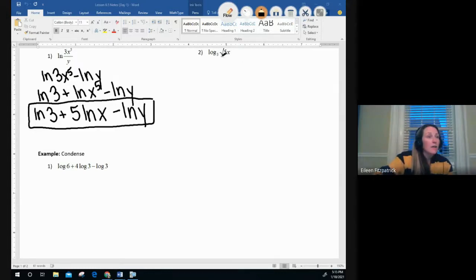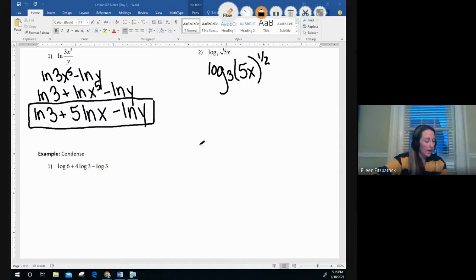The next one, we have log base 3 of the square root of 5x. I wasn't sure if the square root was over both the 5 and the x, but it is. So it's over both of them. What you're going to do first is rewrite it with an exponent instead of a square root, because we didn't look at any properties that dealt with square roots. So let's rewrite it as log base 3 of 5x raised to the 1/2. Now you actually have two options. I would apply the 1/2 to both the 5 and the x.